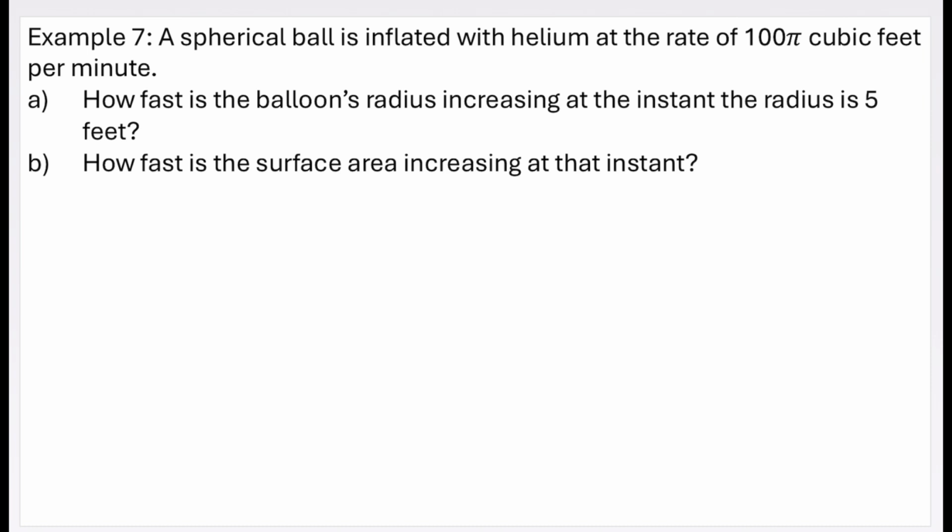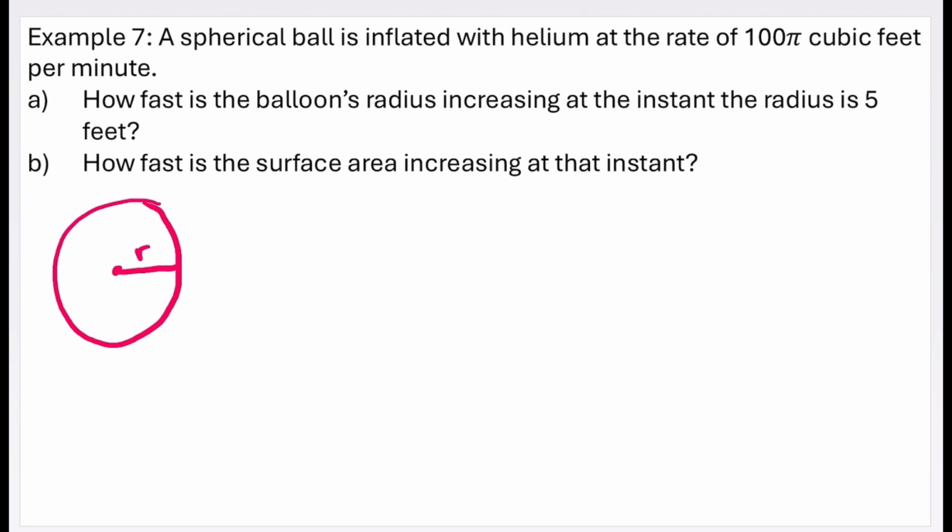All right, so let's go ahead and sketch a little picture here of what's going on in this problem. And then from there, we're going to figure out how fast the balloon's radius is increasing at the instant when the radius is 5 feet. So let's go ahead and draw a picture. So I have my circle, which represents my balloon. And we're talking about the radius of that balloon.